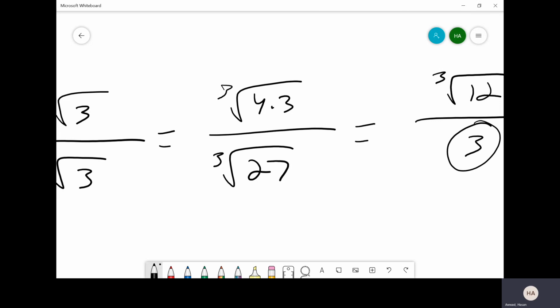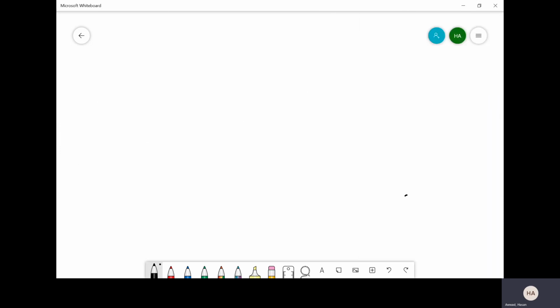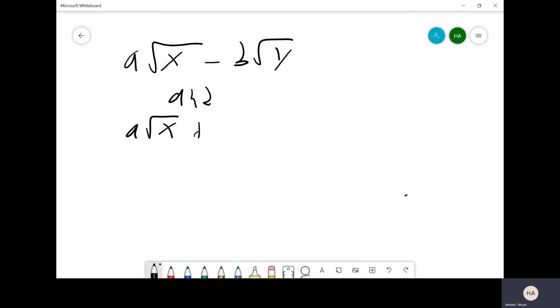Okay, and now what happens if we have more than one term inside the numerator or the denominator? Well, for that, you're going to have to be familiar with a term called conjugates, or a conjugate pair. And what is a conjugate pair? A conjugate pair is anything in the form of a square root of x minus b square root of y and a square root of x plus b square root of y. And don't get too bogged down in the variables. All this is basically saying is you have two different terms that are possibly square roots, and they each have their own coefficients.